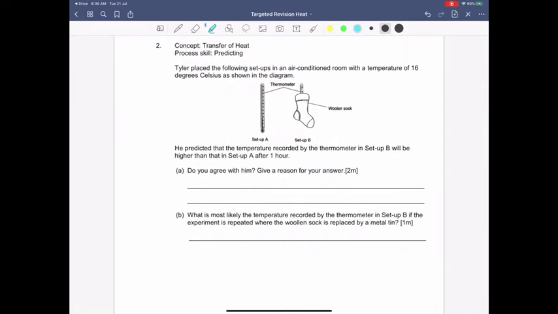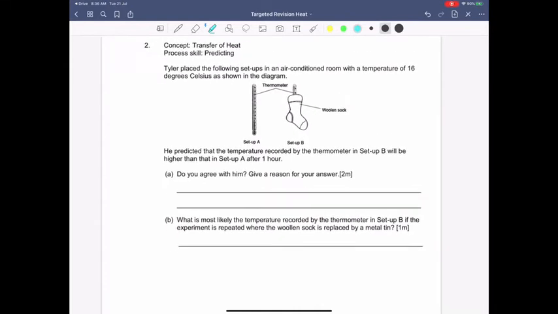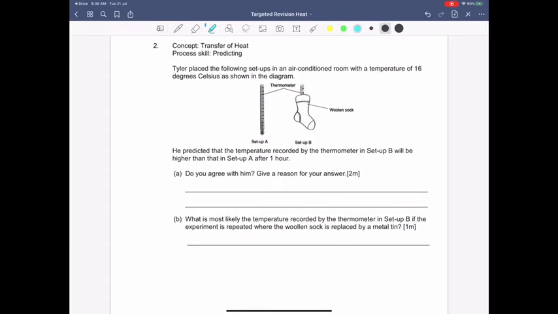Now, in the next question, again, the first step is to read the question. Second step, identify the topic. Third step would be to identify the concept. So, Tyler placed the following setup in an air-conditioned room with a temperature of 16 degrees as shown in the diagram. He predicted that the temperature recorded by the thermometer in setup B will be higher than setup A after 1 hour. Do you agree with him? Give a reason for your answer.